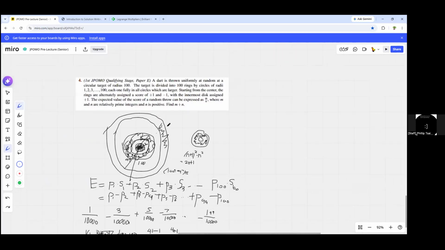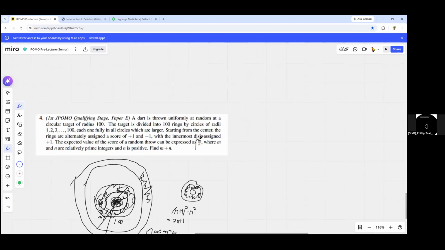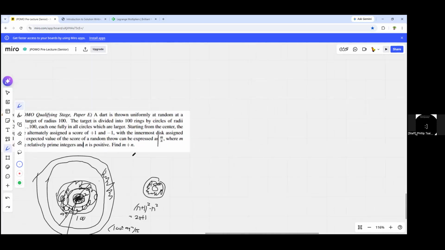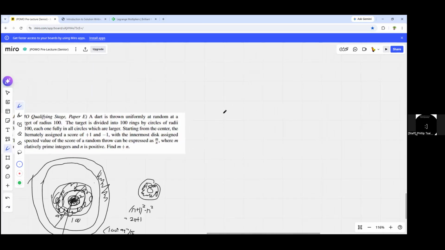It must be expressed as m over n, where m and n are relatively prime integers, and n is positive. So since the expected value is negative 1 over 100, the denominator cannot be negative, so the numerator must have the negative number, which is negative 1. So m plus n must be 100 minus 1, which is 99. Sorry, Corbin.